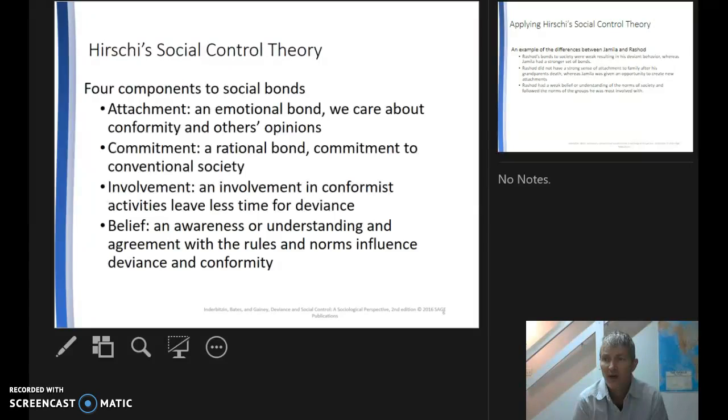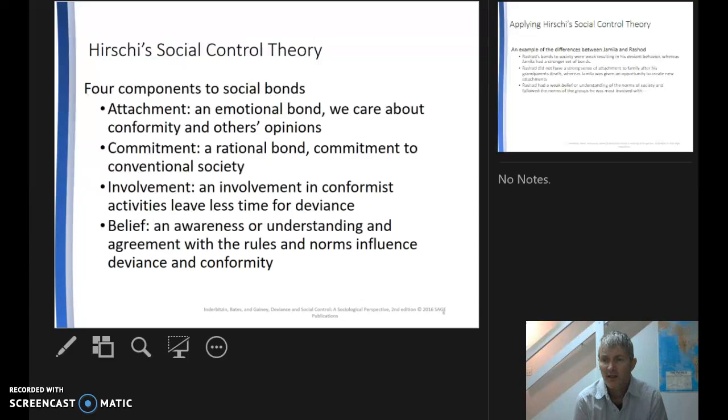Attachment is that emotional bond. Essentially, we care about conformity, and especially in reference to others' opinions. Maybe you're thinking about not engaging in deviant behavior because you think your mom might not like that. Commitment is a rational bond, a commitment to conventional society. So maybe you have a good job and you don't want to lose that job. It's a significant commitment to the status quo, and engaging in deviant behavior will create some problems for you in that realm.